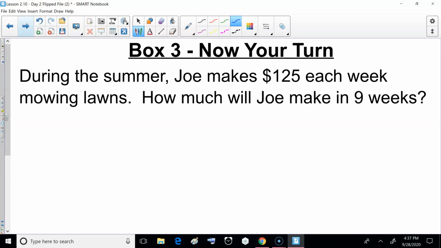So here's a word problem for you. During the summer, Joe makes $125 each week mowing lawns. How much will Joe make in 9 weeks? So picture what's going on, reread the problem, pause it here, do all your work, and try the parent method to see can you solve how much money Joe will make in 9 weeks.